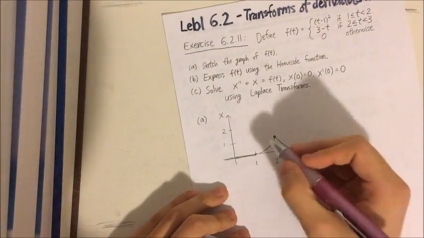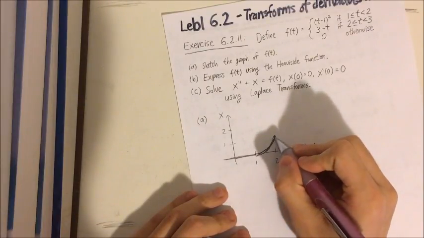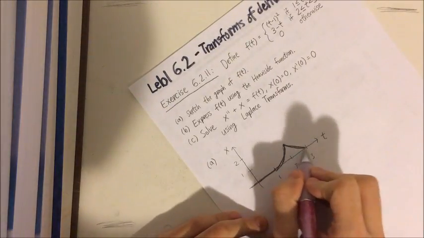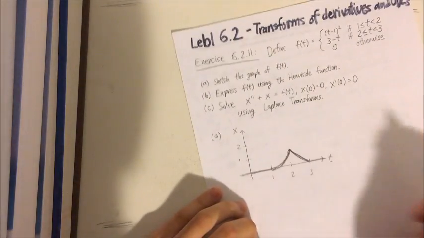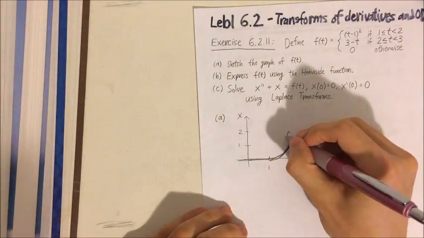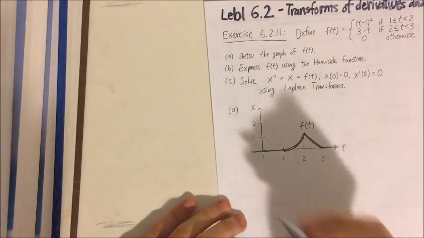So 0 otherwise, parabola up to 1, linearly straight down, and then again 0. So this is what our f of t is going to look like. This is our piecewise function. So that's part A.